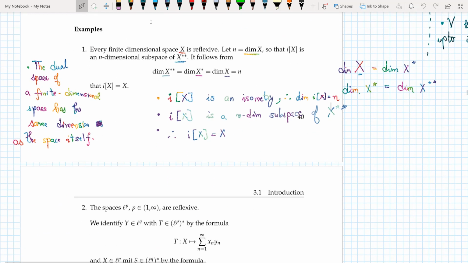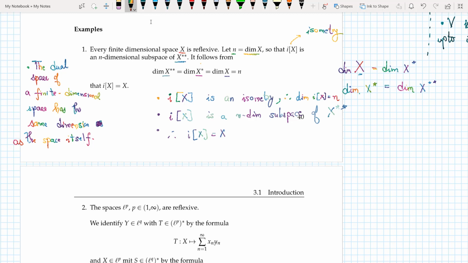So example number 1 says that every finite dimensional space X is reflexive. Now let n be equal to the dimension of X, so that Ix is an n-dimensional subspace of X star star. Why so? Because Ix is an isometry, and we know that in the case of isometry, in the finite dimensional setting, the dimension of X is equal to the dimension of I of X.